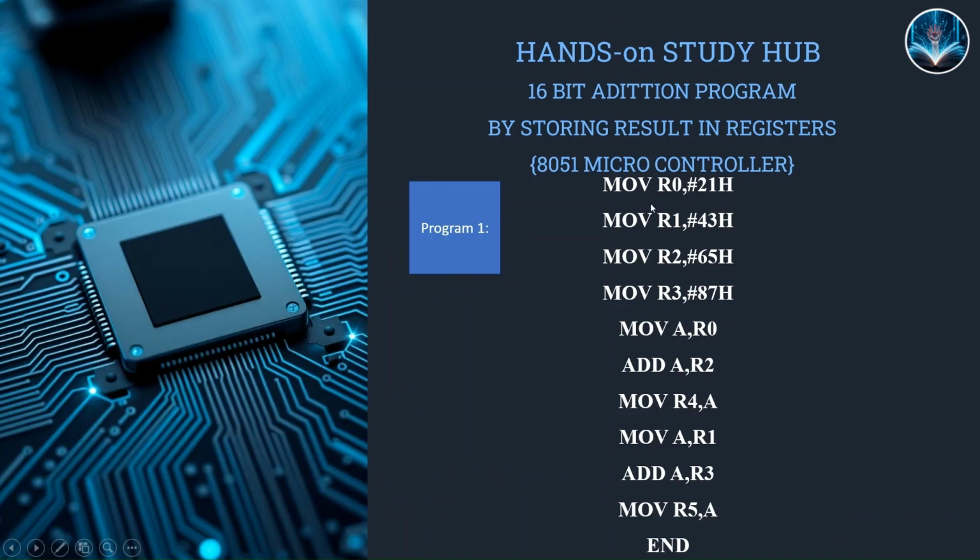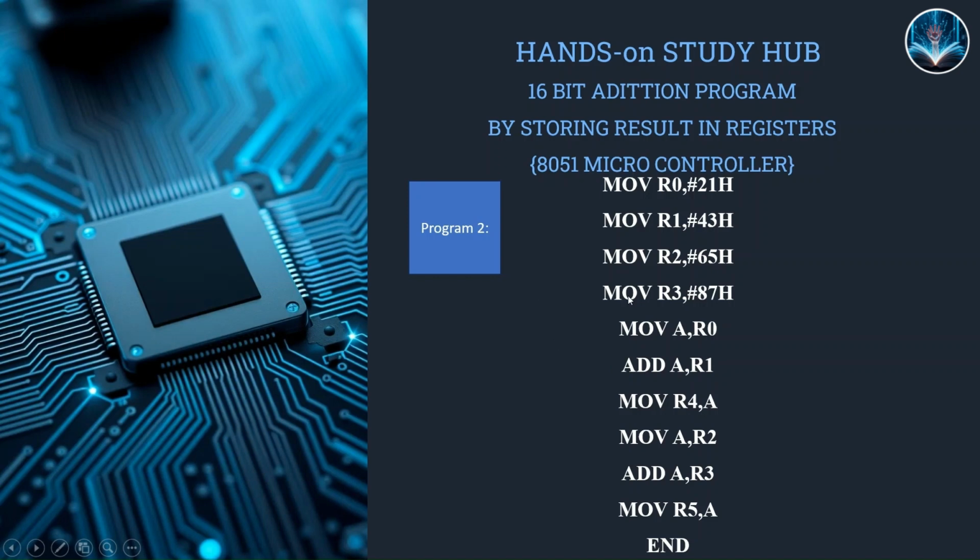Here 21H is stored in R0, 43 in R1, 65 in R2, 87 in R3. Initially we need to perform the LSB operation. Here 2165 are LSB numbers and 4387 are MSB numbers. So you need to load the 21H into the accumulator, then add R0 to R2 and store the result in R4. And then next you need to perform the MSB operation. For that, load the 43 from R1, add R3, and then store the result in the R5 register. So this is one type of program.